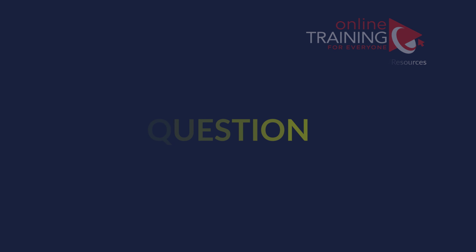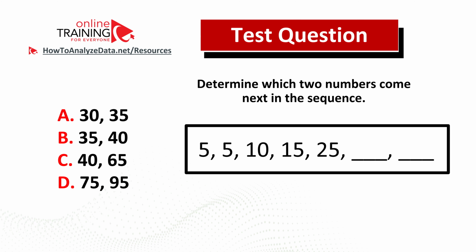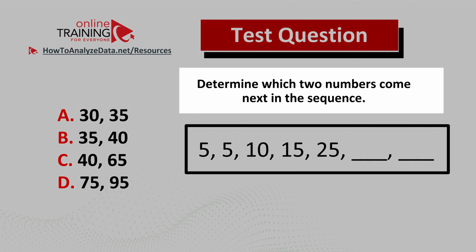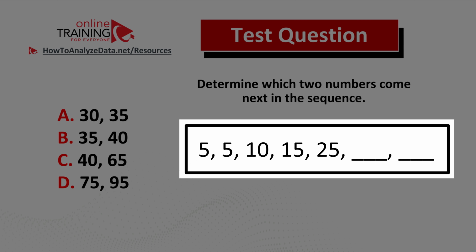Let's look at the question we see on almost all the tests, which tests your knowledge of pattern recognition. Determine which two numbers come next in the sequence, and you have a series of numbers 5, 5, 10, 15, 25, and then two missing numbers, and you're presented with four different possible choices.